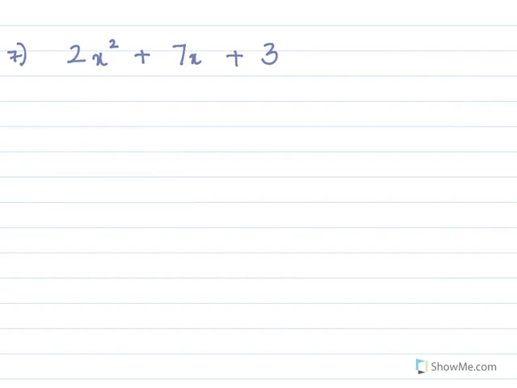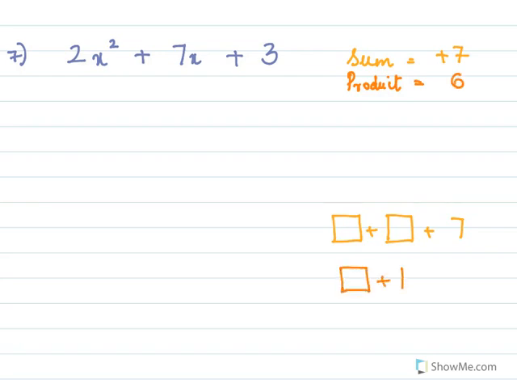Here's the next sum, 2x squared plus 7x plus 3. The middle term is 7x. So we have to find the sum, which will be plus 7. So we need two numbers which on adding will give us plus 7, and when we multiply them, it should be 2 into 3, which is 6. So when we multiply them, we should get 6, and the sum should be equal to plus 7.